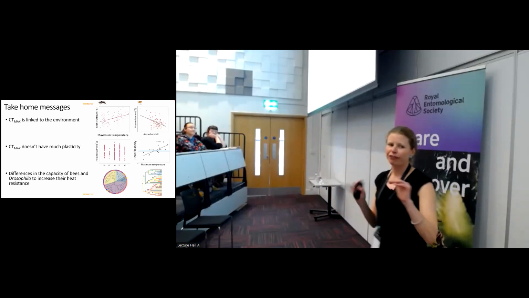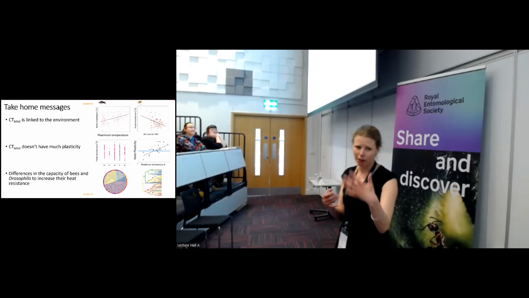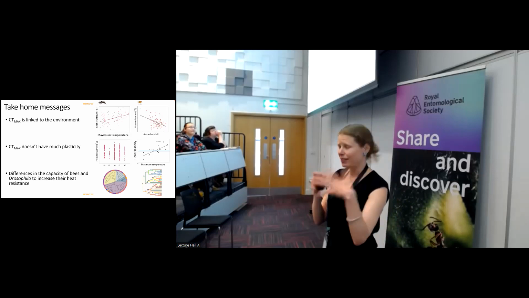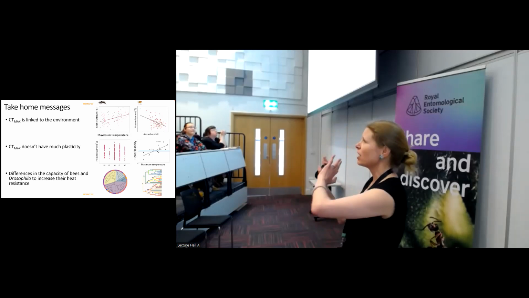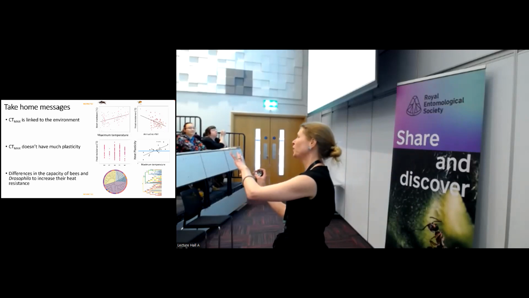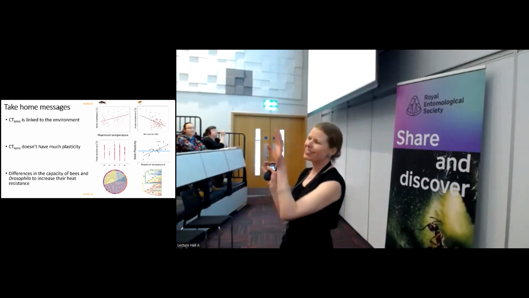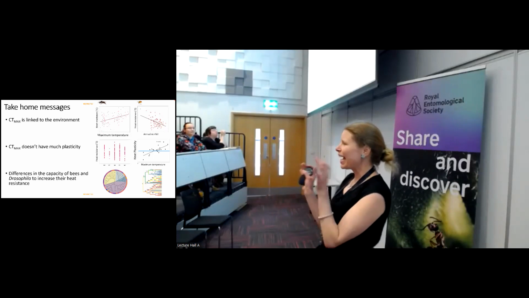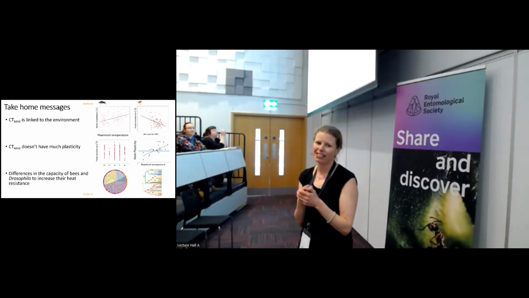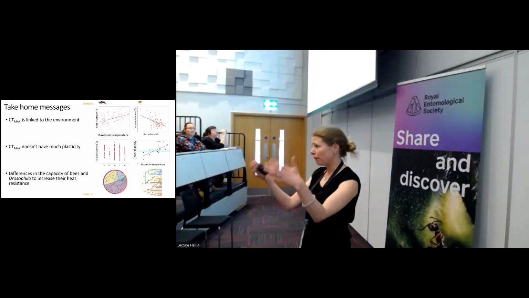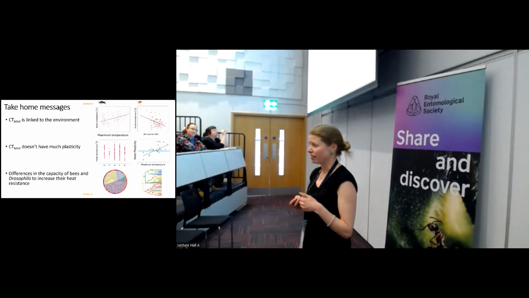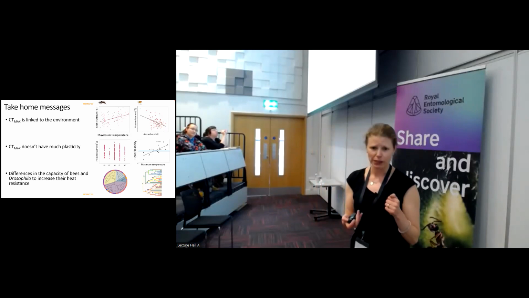We also found differences in the capacity of bees and Drosophila to increase their heat resistance. We found a strong phylogenetic signal in Drosophila, and we didn't see that in the bees. So, tantalizingly, maybe this suggests that native bees have greater capacity to increase their heat resistance when compared to our Drosophila species.